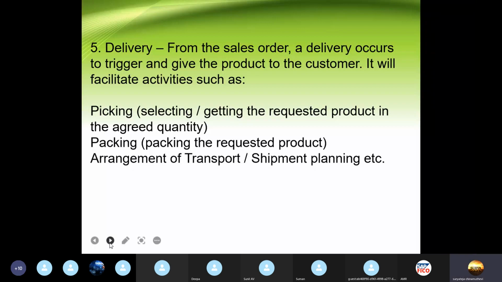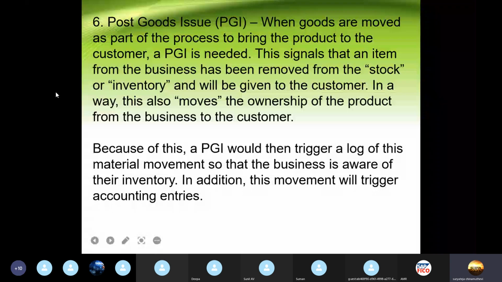Then comes the post goods issue, in short PGI. When goods are moved as a part of the process to bring the product to the customer, a PGI is posted. The item leaves the inventory and will be given to the customer. In a way, this also moves the ownership of the product from the business to the customer. Because of this, a PGI would trigger a log of this material movement so that the business is aware of their inventory. In addition, this movement will trigger accounting entries.